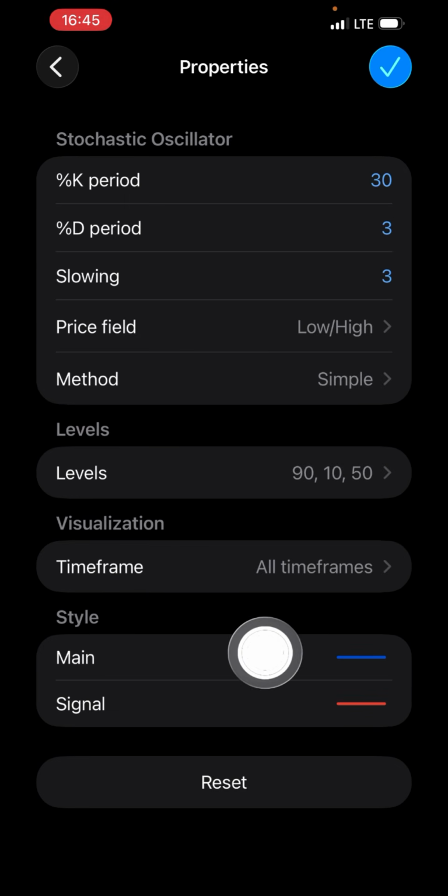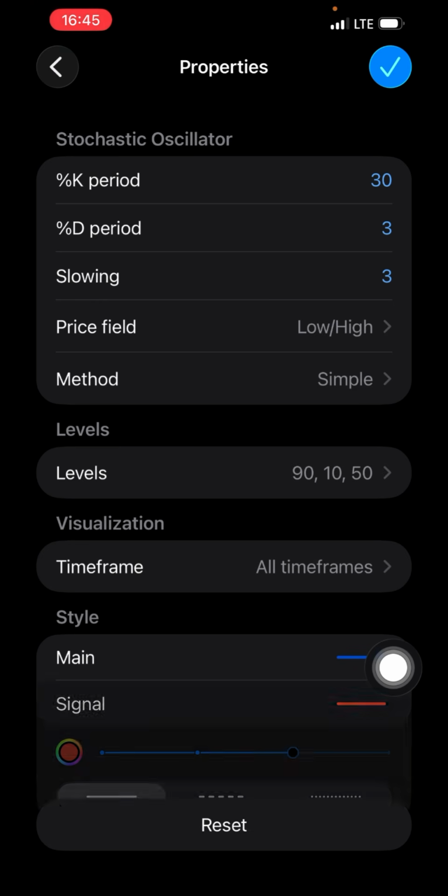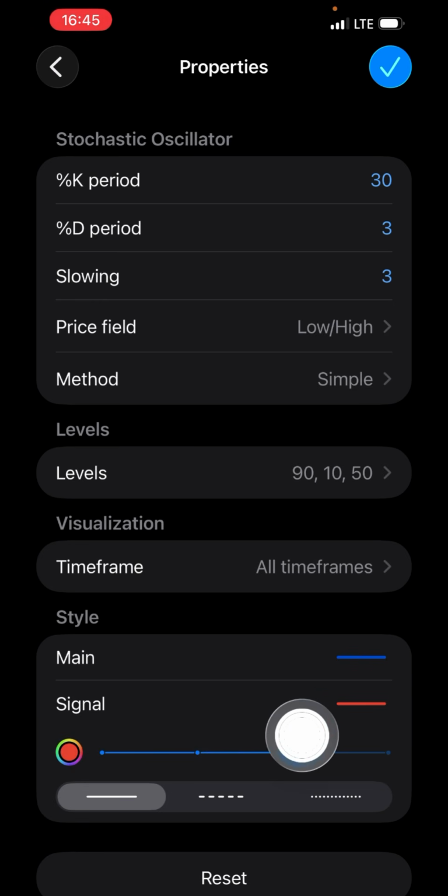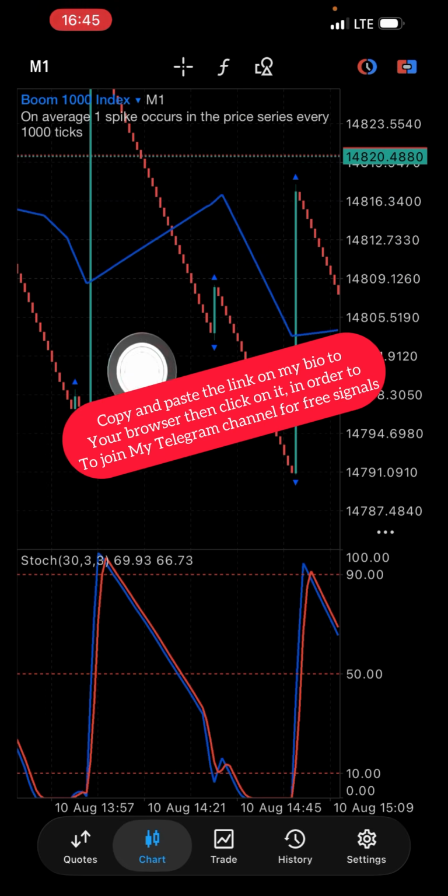The style, you are going to make the main color blue, and the signal is color red. 3 pixel for both of them. So after that you click on done and you are going to have a screen like this. So that's that for that.